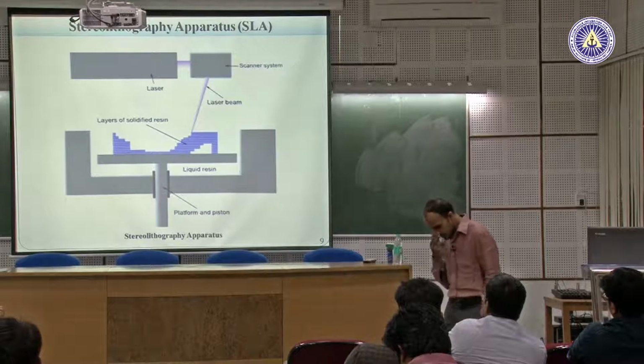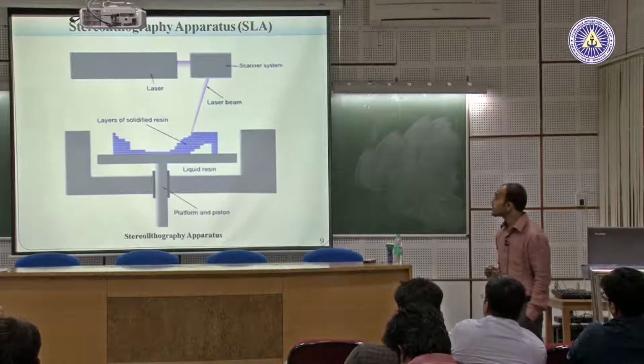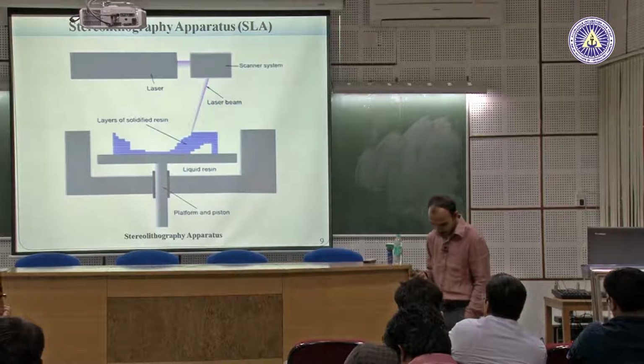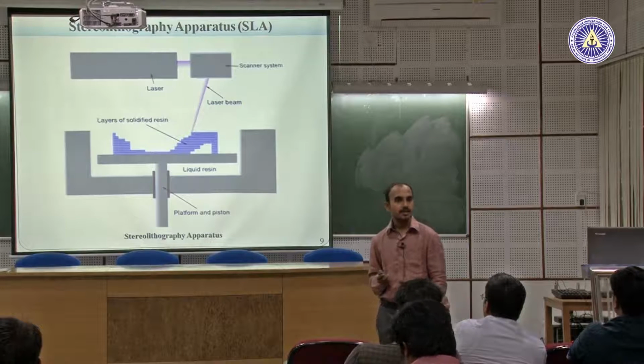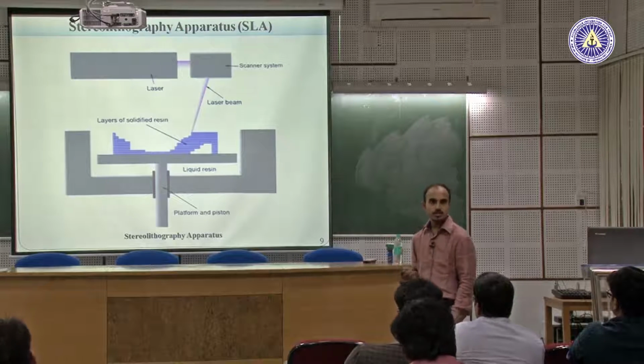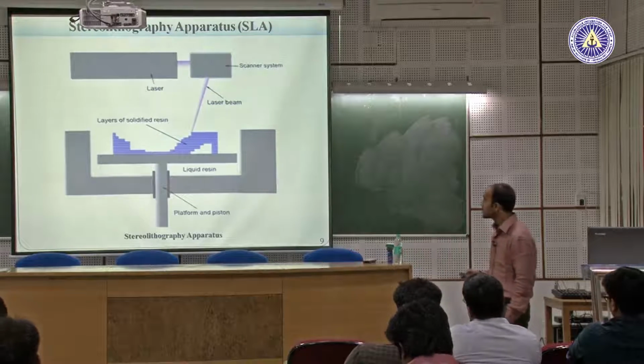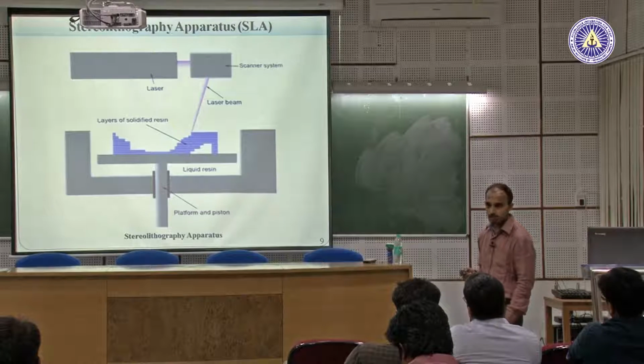Now we have to see some popular additive layer manufacturing methods, such as the stereolithography apparatus. It's also called the SLA. It was discovered in the USA, and generally it is used for rapid prototyping.